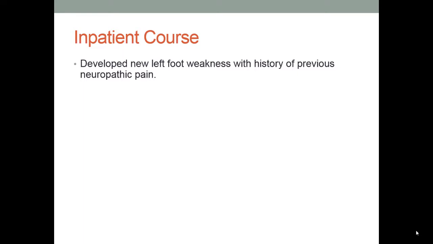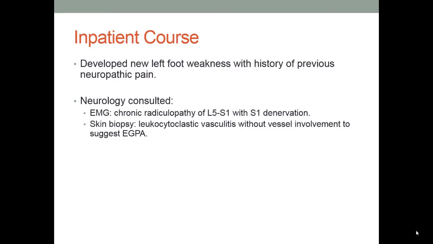So while he's inpatient, shortly after he got his bronchoscopy, he developed a new left foot weakness. He did have a history of previous neuropathic pain, but this was the first time he had any weakness in the foot. Neurology was consulted and EMG was done that showed a chronic radiculopathy of L5-S1 with some S1 denervation. Around the same time, a skin biopsy was performed of the petechial rash that showed a leukocytoclastic vasculitis without any vessel involvement. Did not suggest Churg-Strauss.